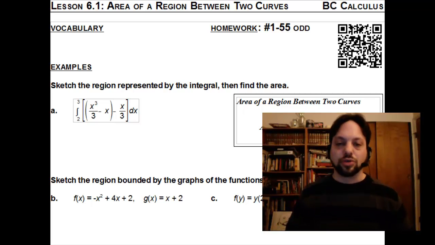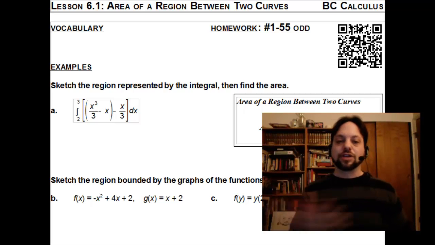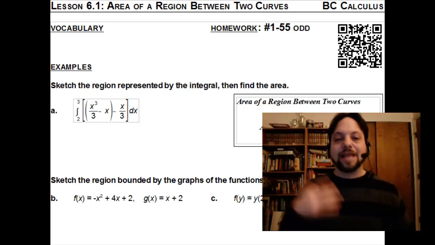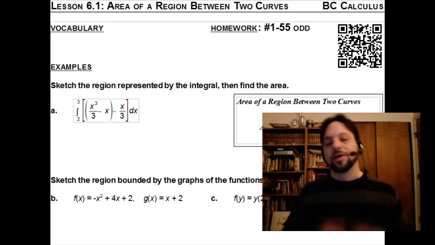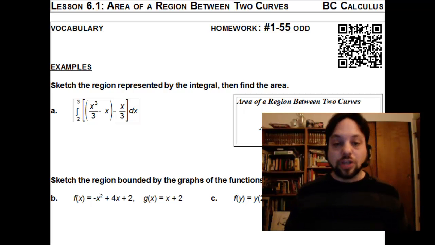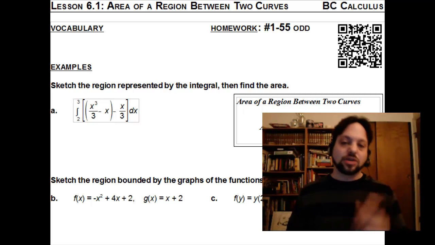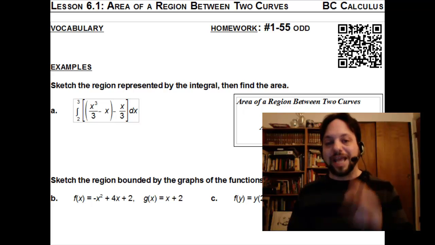Further on in Chapter 6, we'll take a look at volumes of surfaces of revolution, and then conclude Chapter 6 by looking at arc length and surface area of these volumes. So, with all that being said, let's keep it simple and just take a look at area.